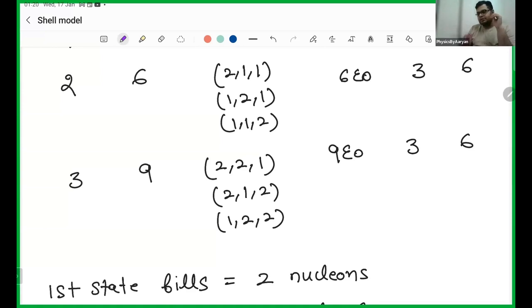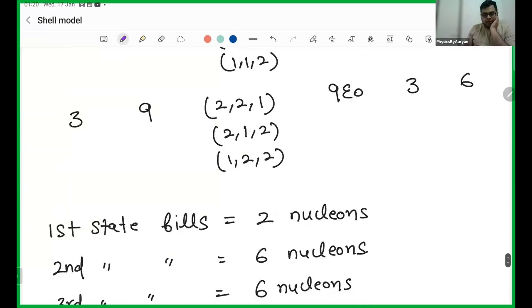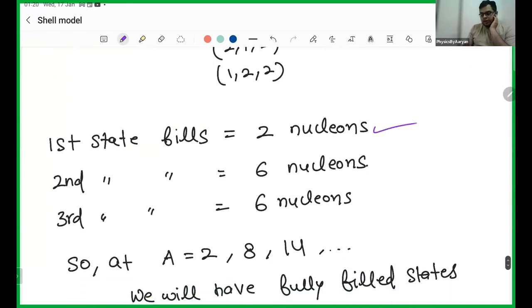Three possibilities means three different levels, which basically means degeneracy 3, and it means you can have 6 nucleons here. So that much data is enough to conclude our point. The first state is filling 2 nucleons, the second state is filling 6 nucleons, and the third state is also filling 6 nucleons. So this is like the first shell, the second shell, and the third shell. Shell number 1, shell number 2, shell number 3.